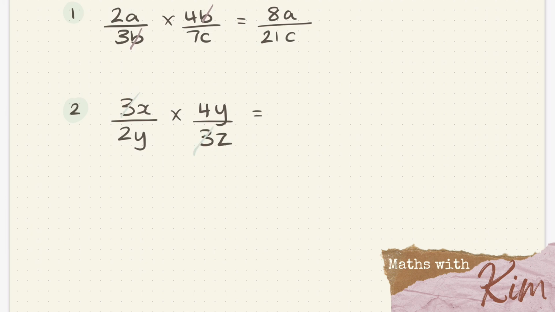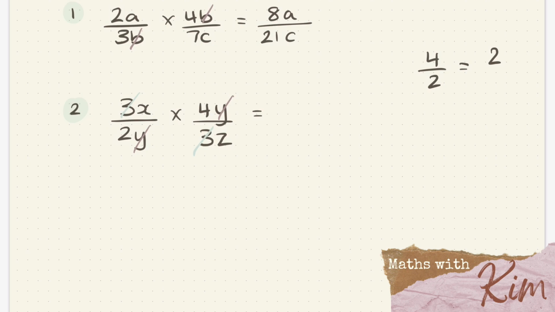And now I'm going to do a similar thing for the letters. So let's see what we have. We've got a Y on the top and the bottom. So if we cancel those out as well. And now just going through, double checking. Okay, we've got X, there's nothing on the bottom. We've got a 4 and a 2. They do cancel out. 4 divided by 2 gives me 2, and that's on the top.